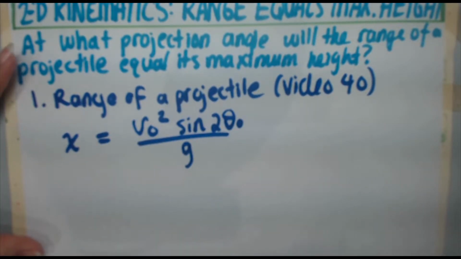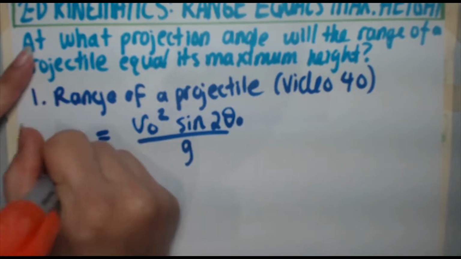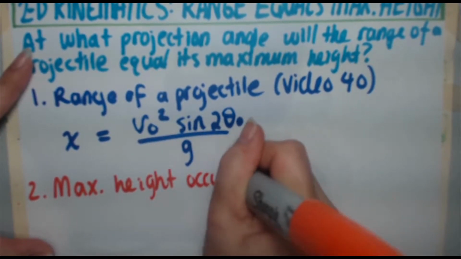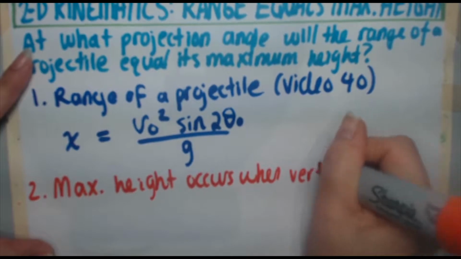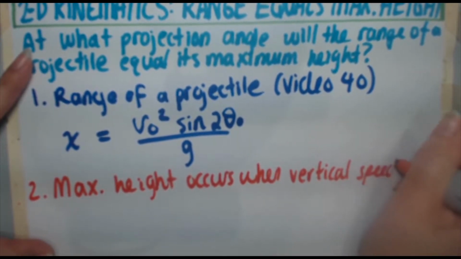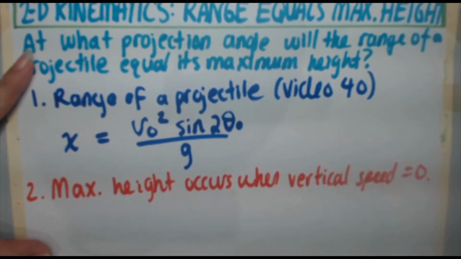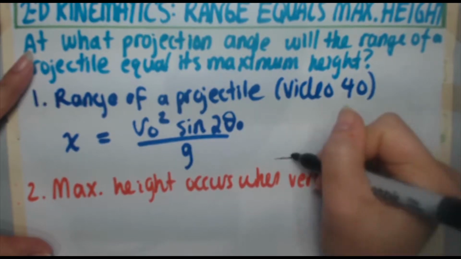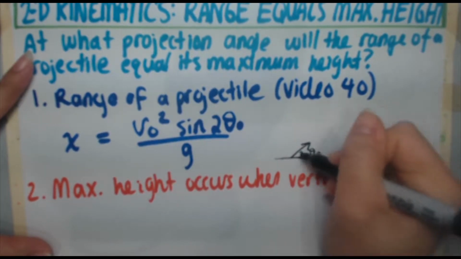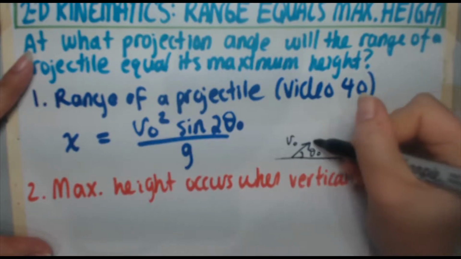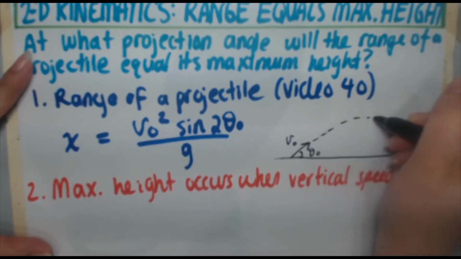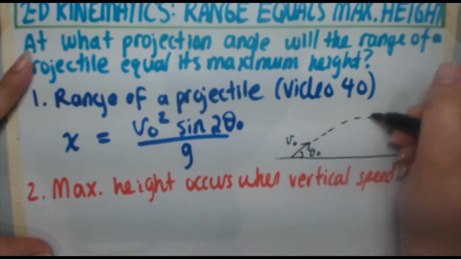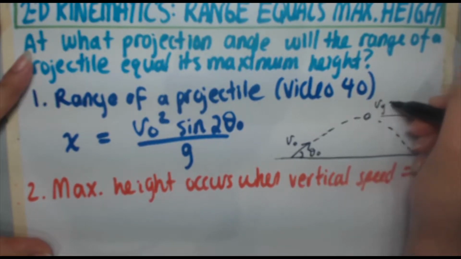Now, for the maximum height, the maximum height occurs when the vertical speed equals 0. Now, how do I know this? If you were to sketch the motion of the projectile, let's say this is your ground, and your projectile gets launched here at this angle theta naught with this initial speed v naught. It gets launched, it goes up, and then it comes back down. This maximum height, this point up here, has Vy equal to 0.